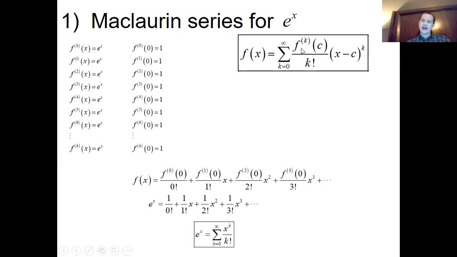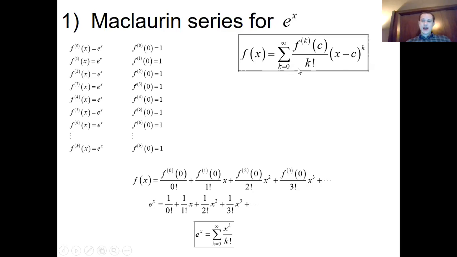I need to know in this Taylor series equation what the kth derivative, any derivative, is at the value I'm centering around, which is 0. So what's the 0th derivative at 0? Well, e to the 0 is 1. And in fact, any derivative, since it's e to the x, any of the derivatives when you plug in 0 will be 1. So what's a way to write this?